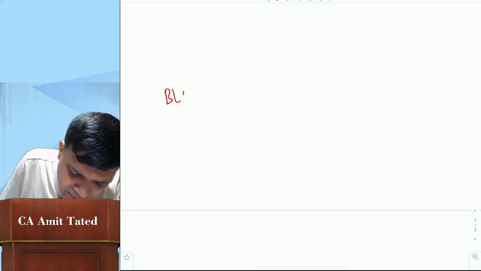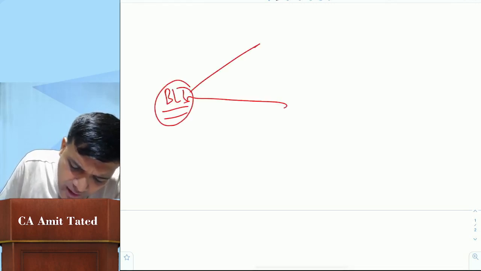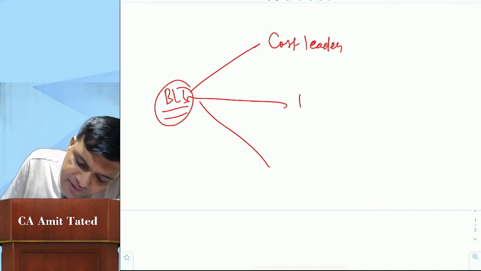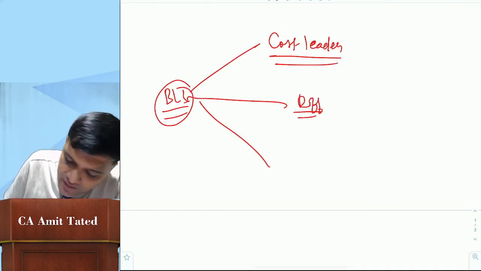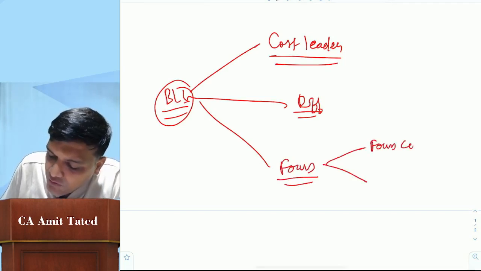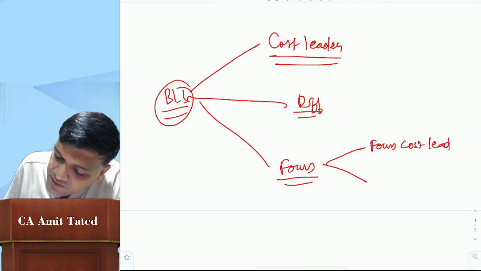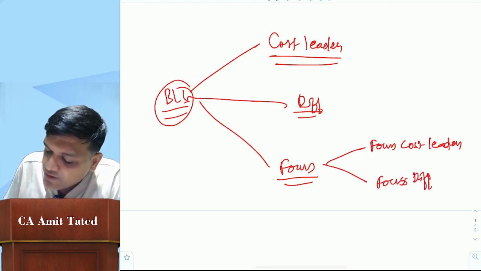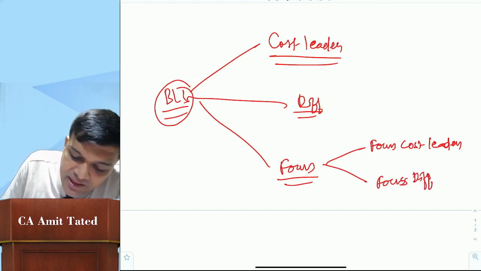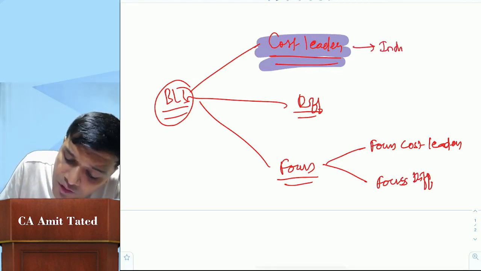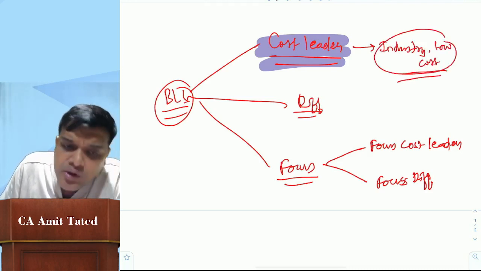Now business level strategies are of three parts. One is cost leader, one is differentiation, and one is focus. And in focus also there are two points: one is focus cost leader, and one is focus differentiation. Listen carefully. When I say cost leader in industry, what is the meaning of cost leader? The cheapest in the industry, giving a low cost in the industry. Make sure you understand very clearly.